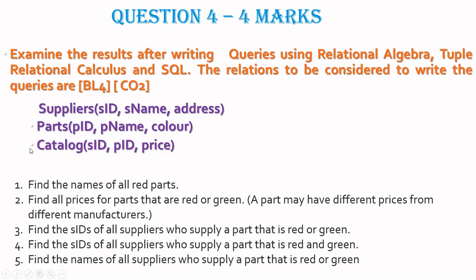You're supposed to write: find the names of all red parts. Find all prices for parts that are red or green. A part may have different prices from different manufacturers. Find SID, the supplier IDs of all suppliers who supply a part that is red or green. Find the supplier IDs of all suppliers who supply a part that is red and green. Find the names of all suppliers who supply a part that is red or green.